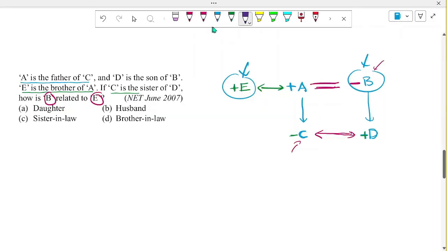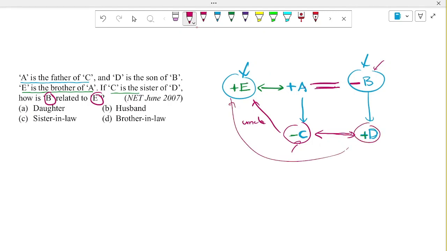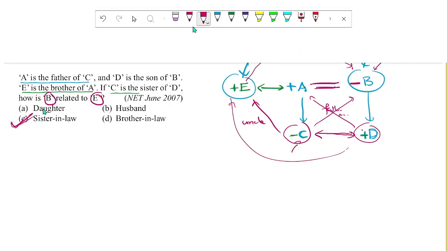You see, just try to understand the diagram once again. E and A, these both are brothers. And for this C, he will be uncle. For this D, he will be uncle. And for this D, A is what? A is father. For this C, B is what? Mother. And then if you see for this fellow, she will be sister-in-law actually. Sister-in-law. So answer is C. Right? Anybody any doubt in this question?